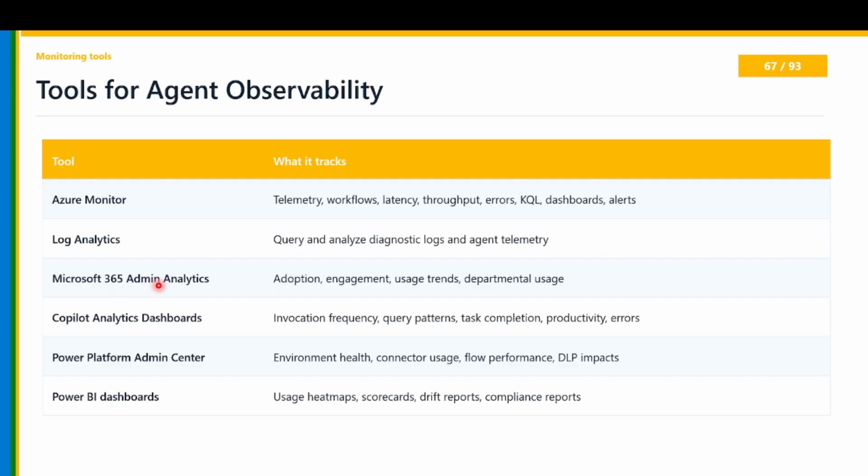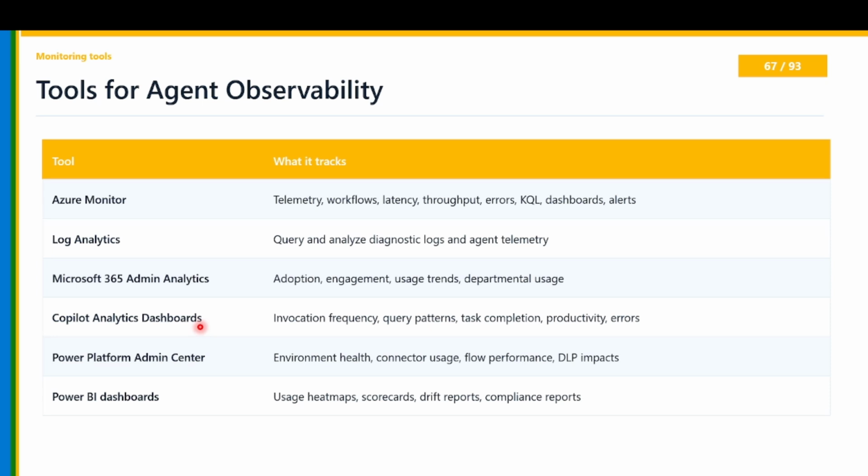Then we have Microsoft 365 Admin Analytics. You can use this to track adoption, how people are using the agent in Office 365. This is particular to Office 365. So you can track how people in the company are adopting and using the agent. You can use this to track engagement, usage trends, and how each department uses the agent, so you can determine departmental usage. Mind you, this one is part of the examination.